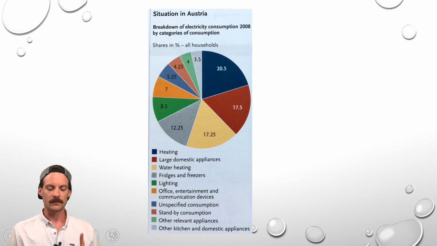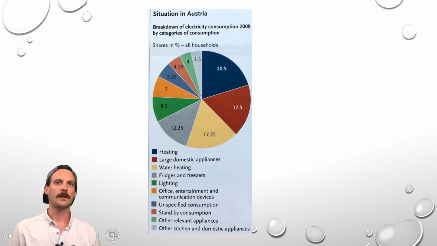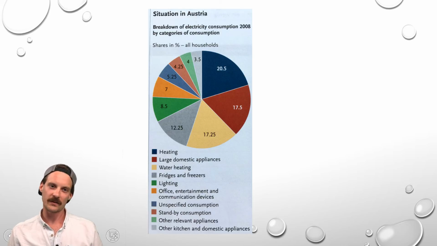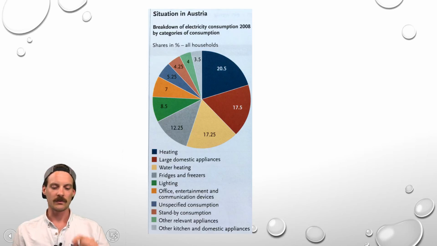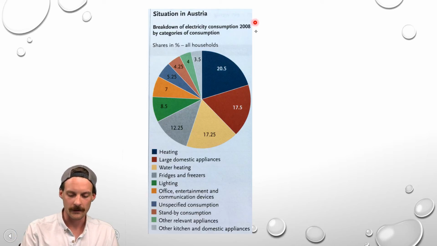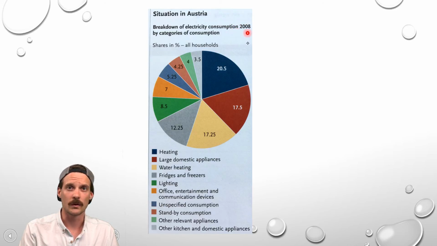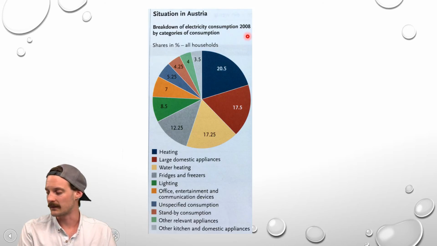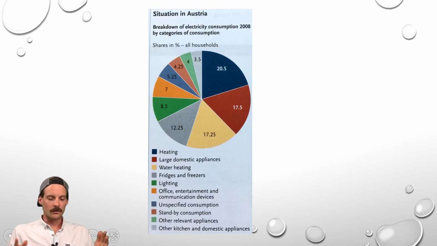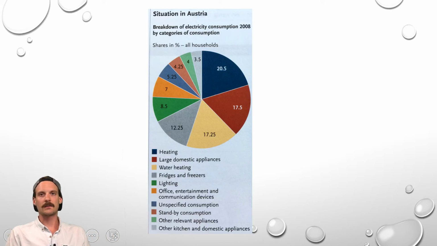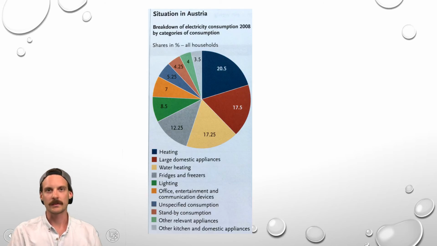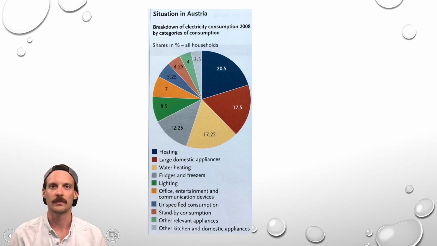20.5%. And what I forgot, always be careful with the tense here. I caught myself right now using the present tense, but you always have to be sure which year the statistics or chart is talking about. So in this case, 2008. So I could also say, according to this pie chart, the heating took up more than 20% of our electricity consumption in 2008.